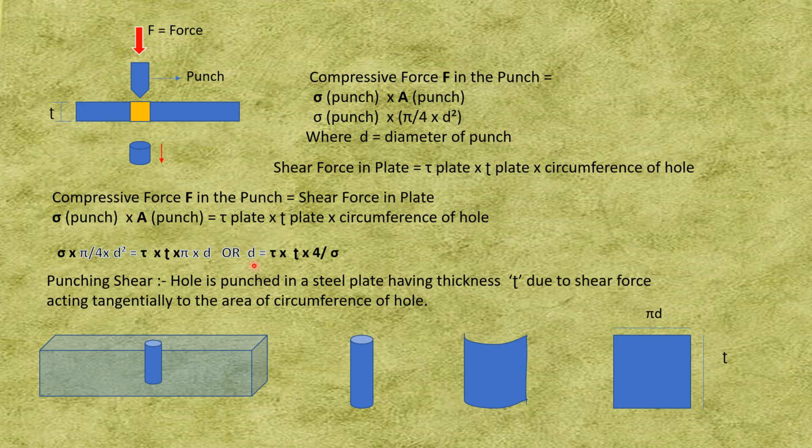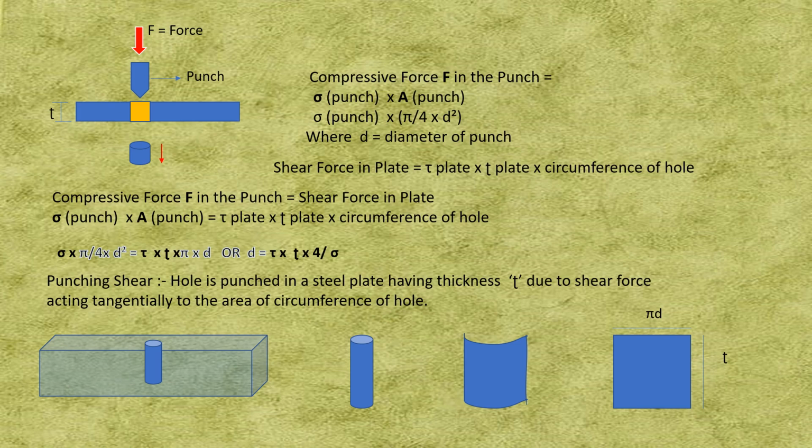So sometimes when we want to find out the diameter, we will use this formula. Now punching shear: a hole is punched in a steel plate having thickness t due to shear force acting tangentially to the area of circumference of the hole. So this is the punching shear.